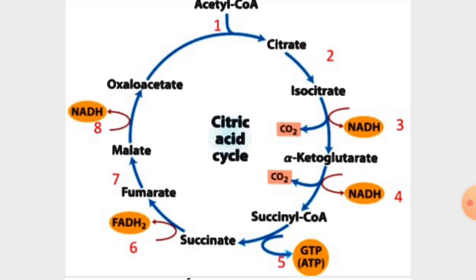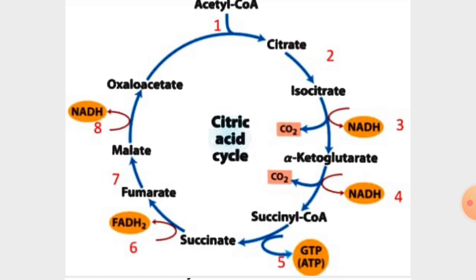So the Krebs cycle, we have read it in our standard 10, as well as 12th, as well as in masters. So what is new about this Krebs cycle? It is the second step of glucose oxidation, which takes place inside the matrix of the mitochondria, and it was first discovered by Hans Krebs, hence its name, the Krebs cycle.